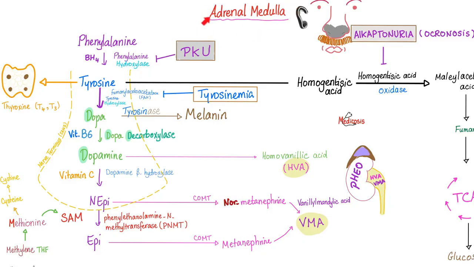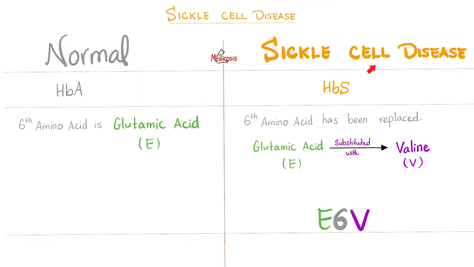Do you remember the story of the adrenal medulla? Sure. Phenylalanine, tyrosine, dopamine, norepinephrine, epinephrine. You see that? That is SAM. Where did SAM come from? Methionine. What is SAM? A methyl group donor. Where did it get the methyl group? From methionine. Because methionine contains methyl, it also contains sulfur. Now that you know the abbreviations, let's talk about sickle cell disease.